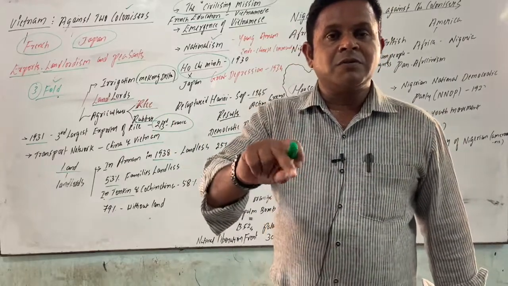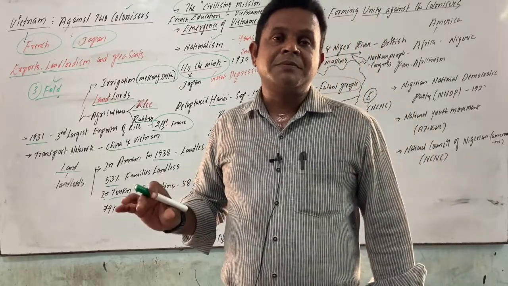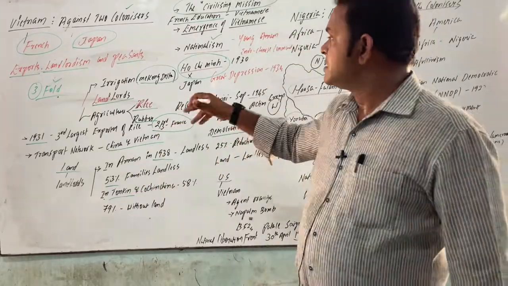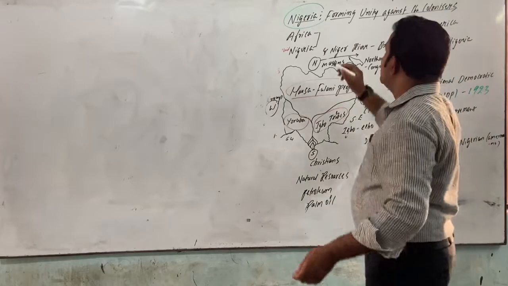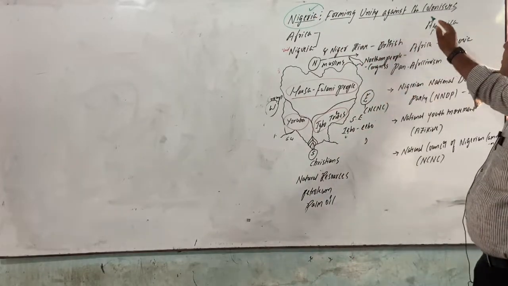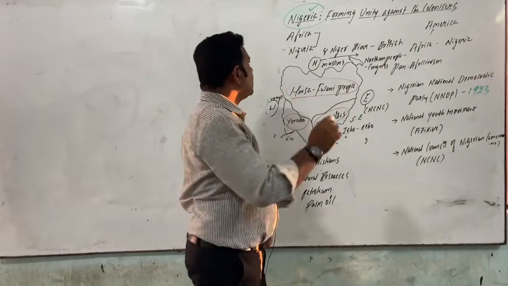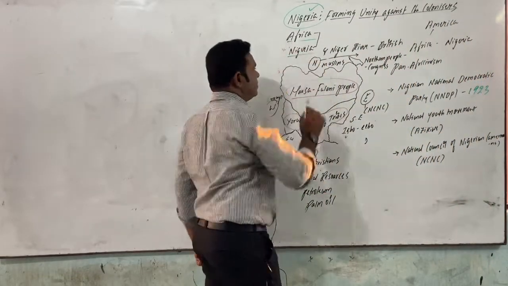Actually this topic has been eliminated in the present scenario, but let you know to have some information that I had planned about this. Okay, after Vietnam, let me tell you about the next topic, Nigeria forming unity against the colonizers. So in this, there are two: Africa and Nigeria.